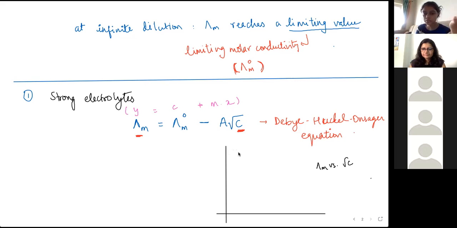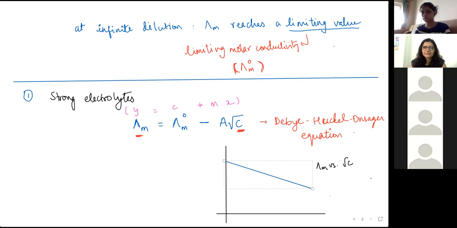Ma'am, the intercept is lambda naught, right? Lambda m naught. Sorry. Yes, absolutely. And slope is going to be? The area. Area of cross section, correct. Not the graph area. That is absolutely right. Yes, the area of cross section. I was saying according to the formula given.